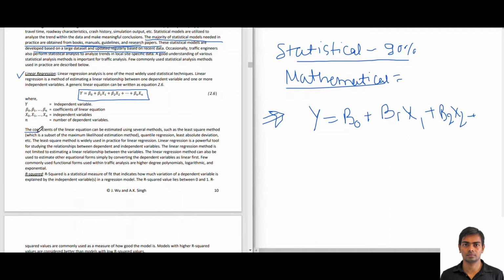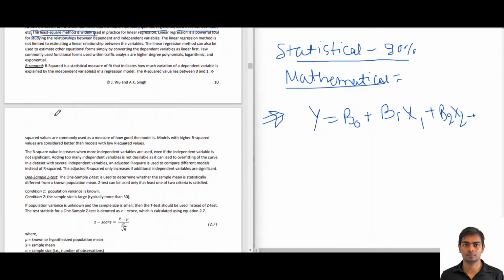The coefficients of linear regression can be estimated using several methods, such as the least square method, which is a subset of the maximum likelihood estimation method, quantile regression, least absolute deviation, etc. However, in practice, we mostly use the least square method for building linear regression models and fitting the regression curve. It is the most widely used in practice. I have not used or seen any other method being used.